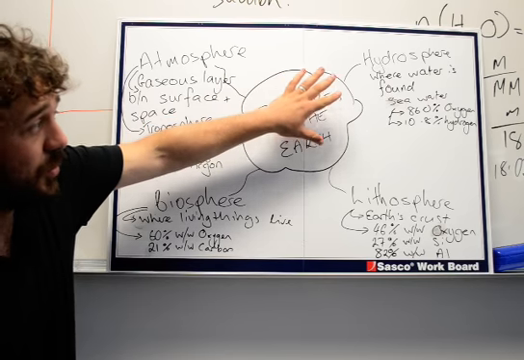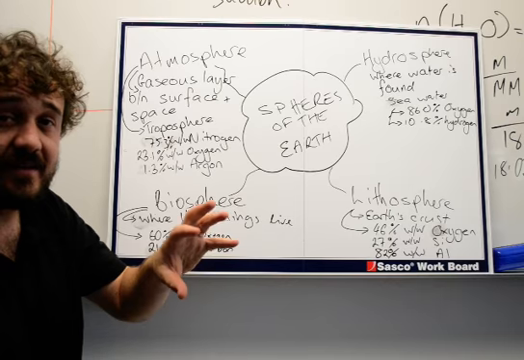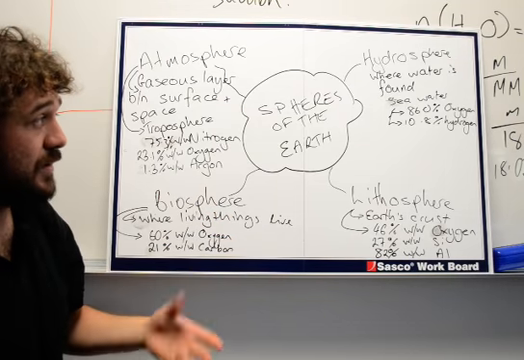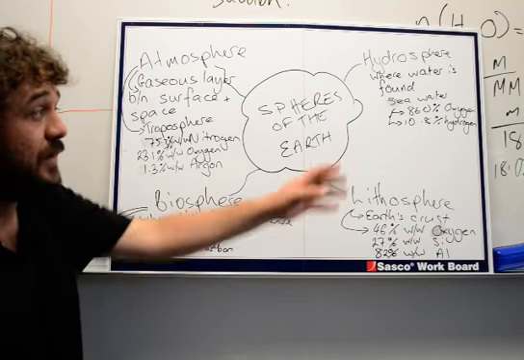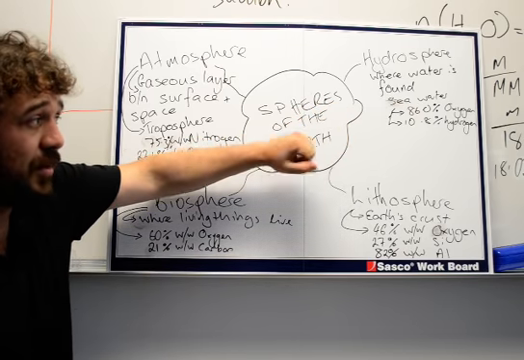The hydrosphere is where all the water is found, so that's like the ocean, but it also goes into the lithosphere as well, and the water vapor in the atmosphere. And it's about 86% oxygen and about 11% hydrogen.